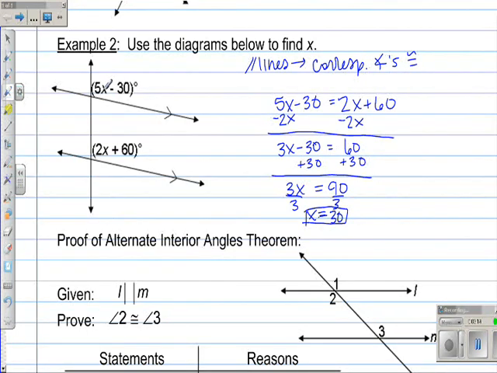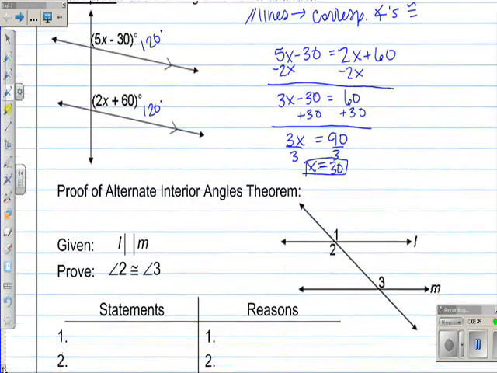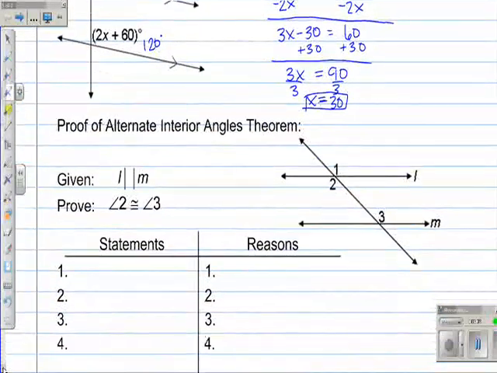You could again double check your answer. 5 times 30 is 150, minus 30 is 120. 2 times 30 is 60. 60 plus 60 is 120. So both of those angles are 120 degrees. If you plug them back in and you get different answers, then you've done something wrong. That's the way you should be checking your answers. From here, let's move down and look at a proof.